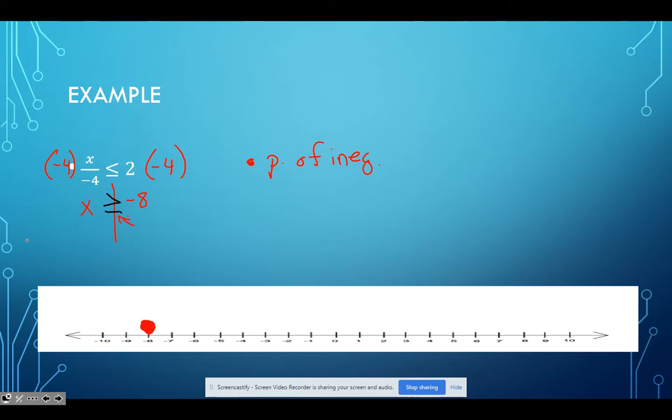Now I need to draw an arrow on the number line in the correct direction. X is greater than or equal to negative 8, so I want to draw the arrow in the direction of where numbers will be greater, and that is going to the right. So I draw my arrow, and I put an arrowhead on because my solution set will go on forever and ever to positive infinity.